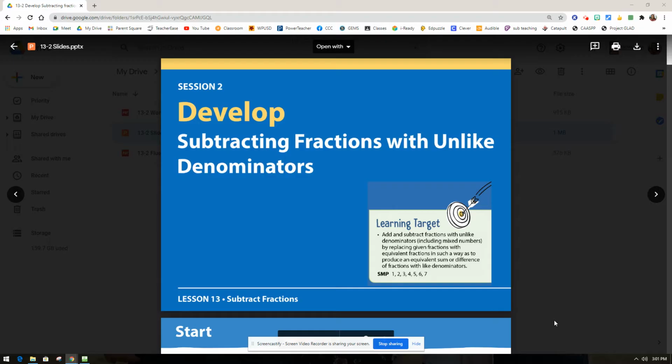through page 258. So please go ahead and take out your Ready Classroom math workbook and turn to page 253.